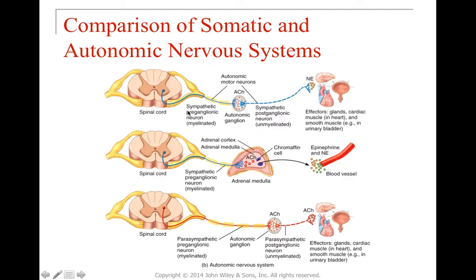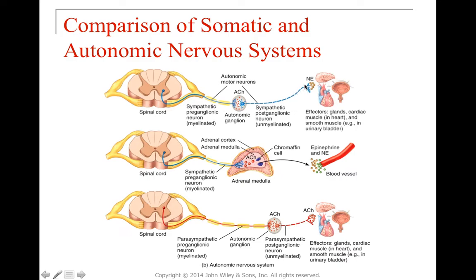So here we have a sympathetic preganglionic neuron. That seems like a big word, but sympathetic again just means fight or flight. Preganglionic means that it's a neuron that is coming into the ganglia. Again, this is going to be myelinated, and you're going to see that here. All of the preganglionic neurons are going to be myelinated. On the other side, they're going to be unmyelinated. Okay. Here we have the autonomic ganglion, and then a sympathetic postganglionic neuron, which is unmyelinated.